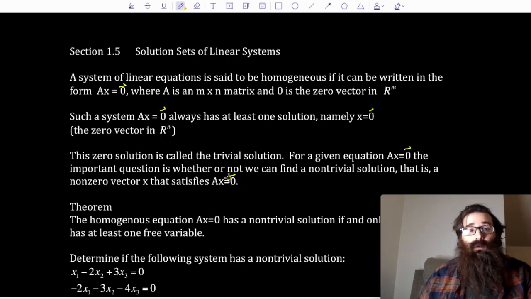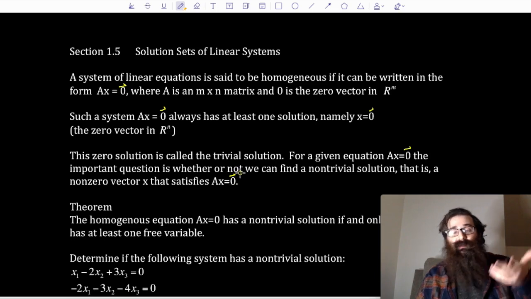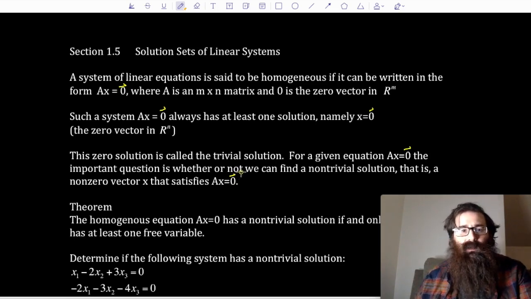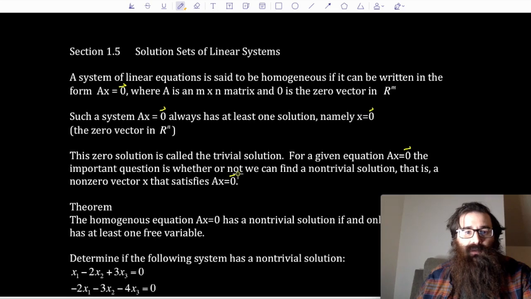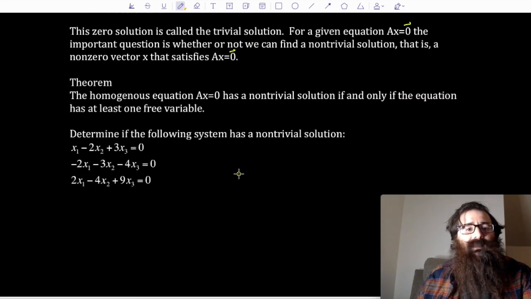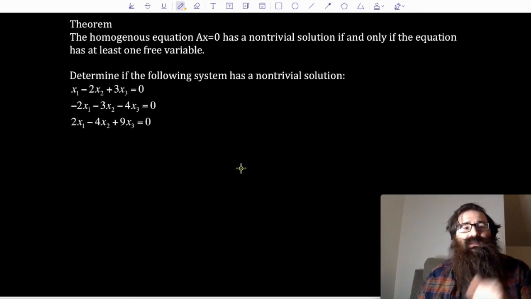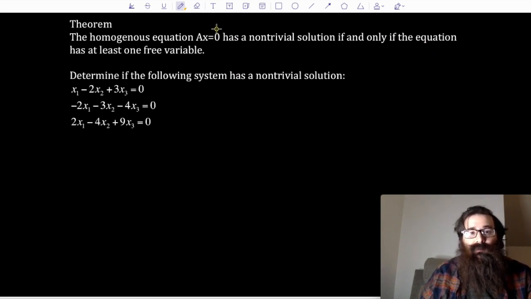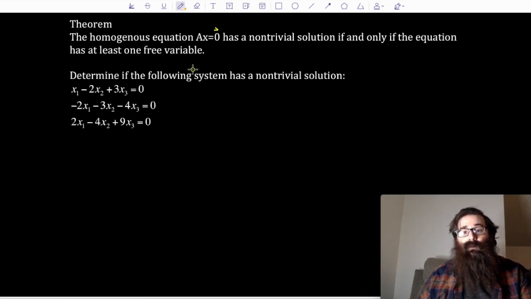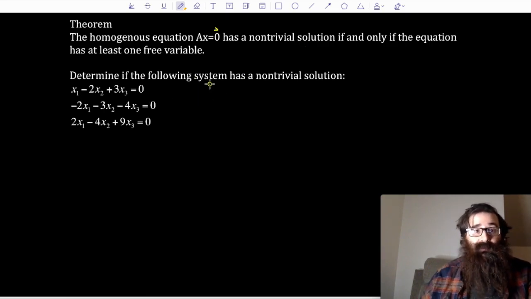So really we want to know, okay, I can solve this. It's always going to be consistent. I want to know whether or not there is a non-trivial solution, because that's more interesting. We're always going to have the trivial solution. You can always find that solution. But we want to know, is there some other solution? We have a nice theorem. The theorem says the homogeneous equation Ax equals 0 has a non-trivial solution if and only if the equation has at least one free variable. So if we're looking for non-trivial solutions, that means we're really hoping that we have a free variable in the system.